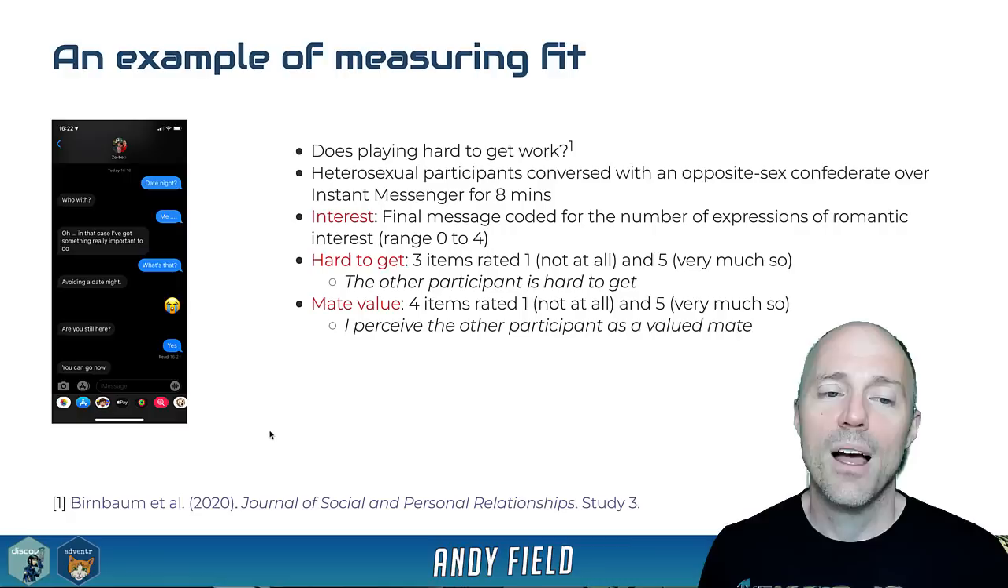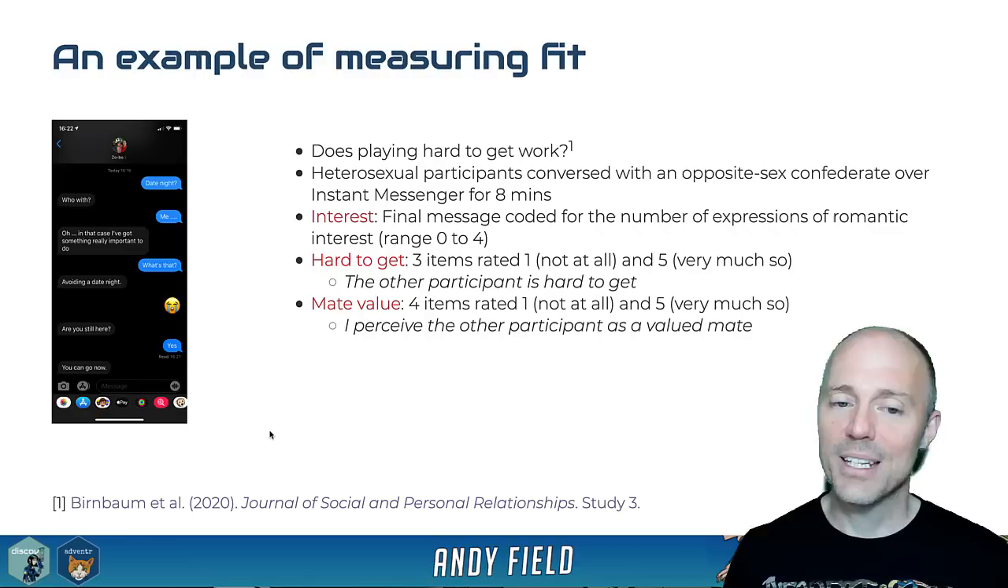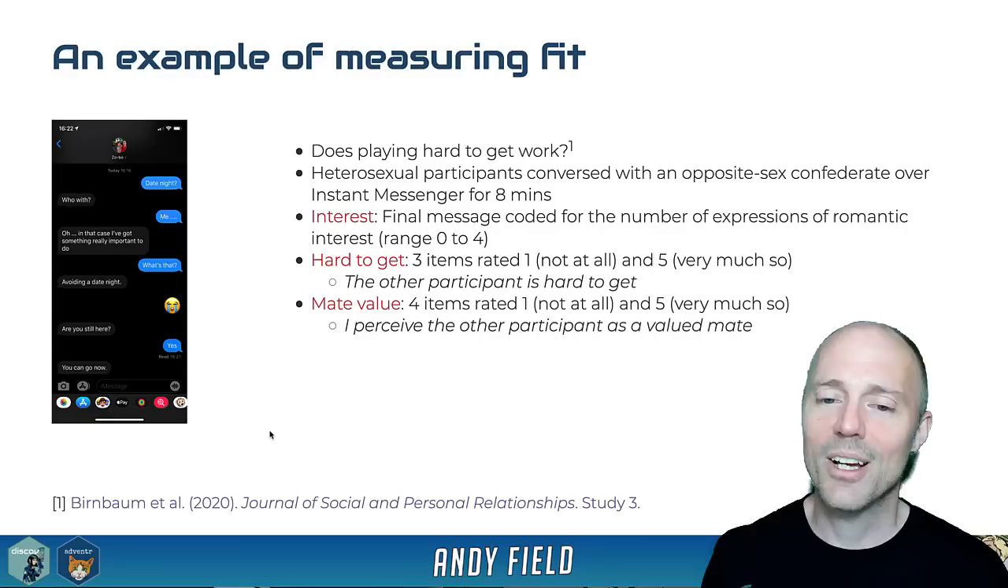They also had measures of how hard to get the participant thought the confederate was, and their perceived mate value. So did they think the confederate that they were messaging was a high value mate or not?